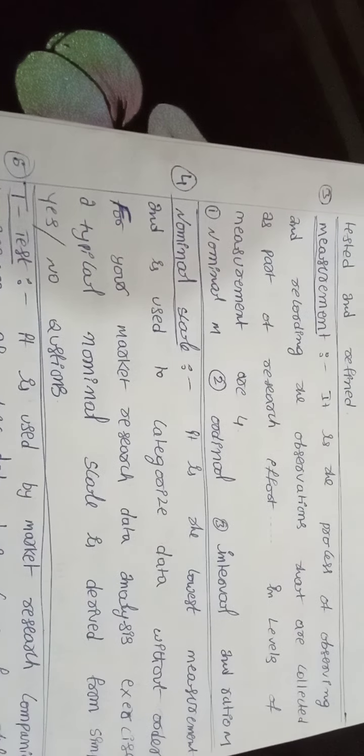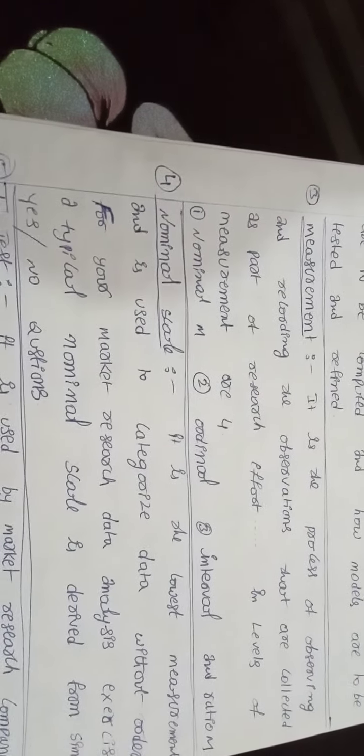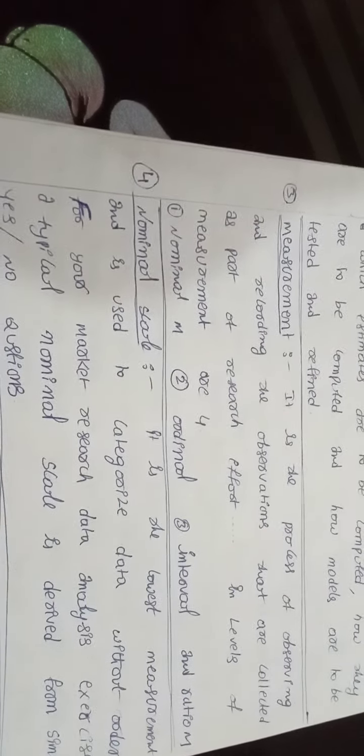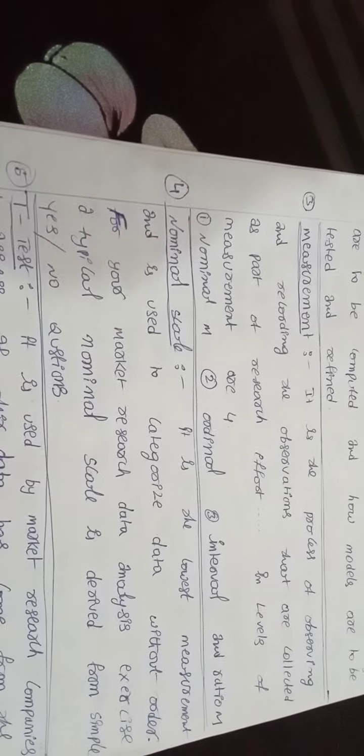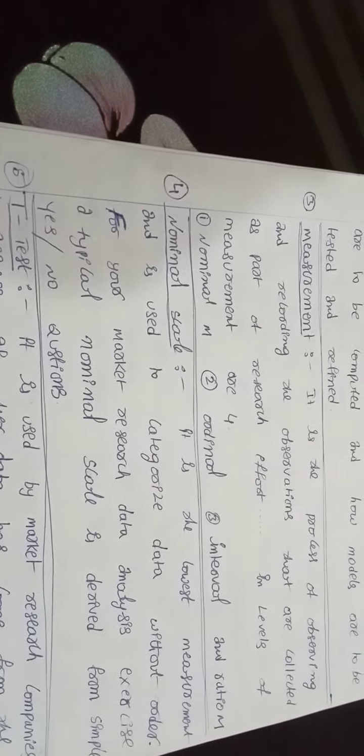Next question is nominal scale. The nominal scale is the lowest measurement and is used to categorize data without order. Very clearly it was written: categorize data, without order. That is the main important point. If we collect lots of data without categorizing, without order, the data is not useful. For your market research data analysis exercise, a typical nominal scale is derived from simple yes or no questions.